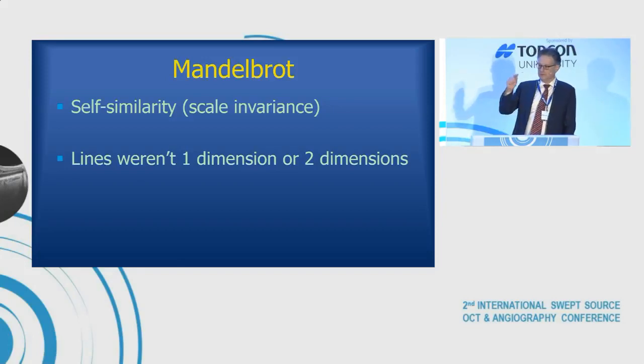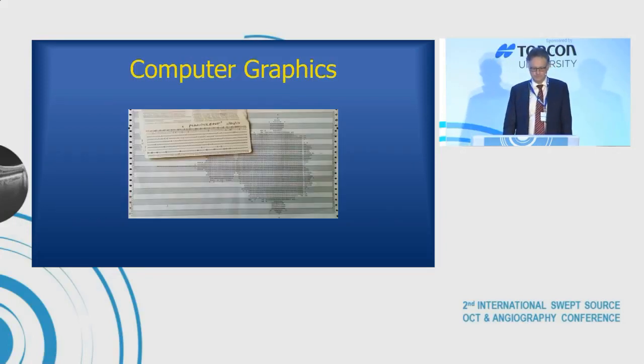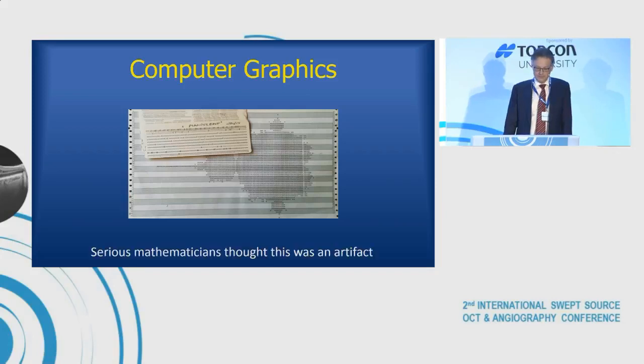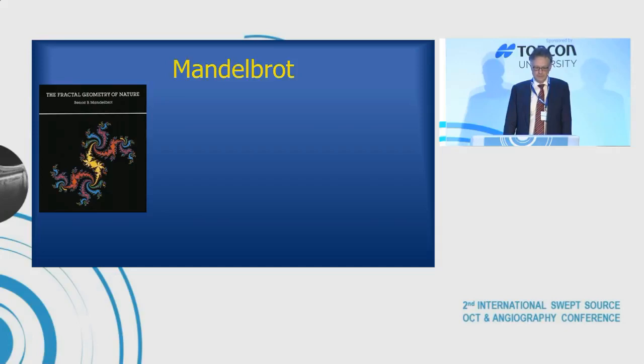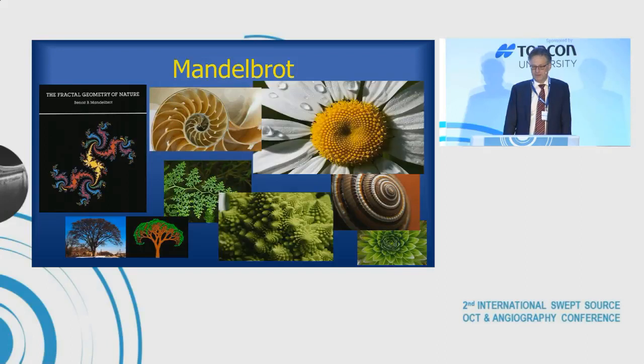And he noticed that lines really weren't one dimension, but they weren't 2 dimensions either. So he thought they were a fraction of a dimension in between the two. So he called that fractional dimension a fractal, and that's where the word fractals come from. Computer graphics at the time were very primitive, so he used to make these printouts. Then that was rejected by many mathematicians because they thought this was some kind of artifact. So he published a book about the fractal geometry of nature, and we all recognize now there are many different kinds of fractals in nature, and it's all built up on this self-similarity or scale invariance.